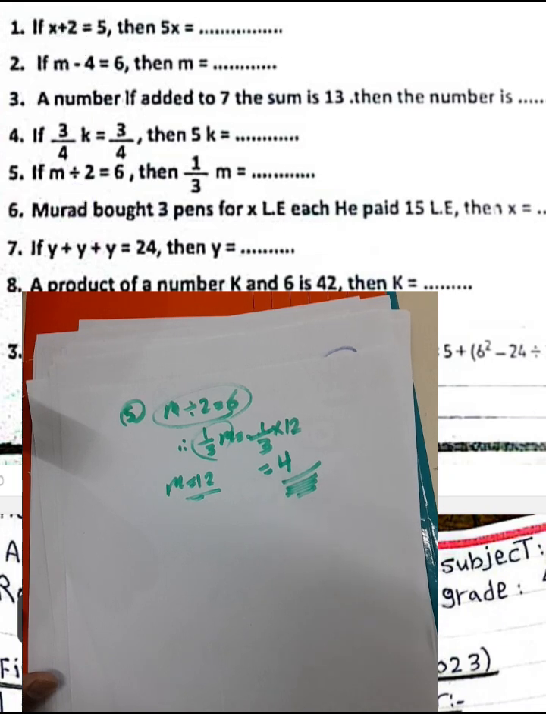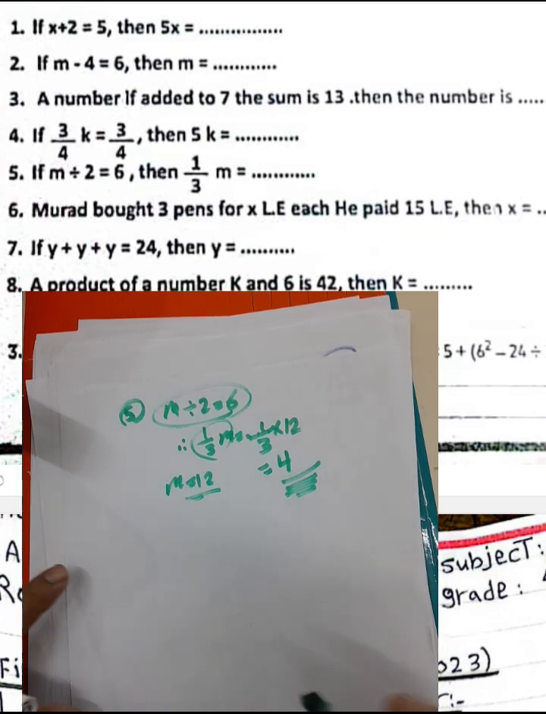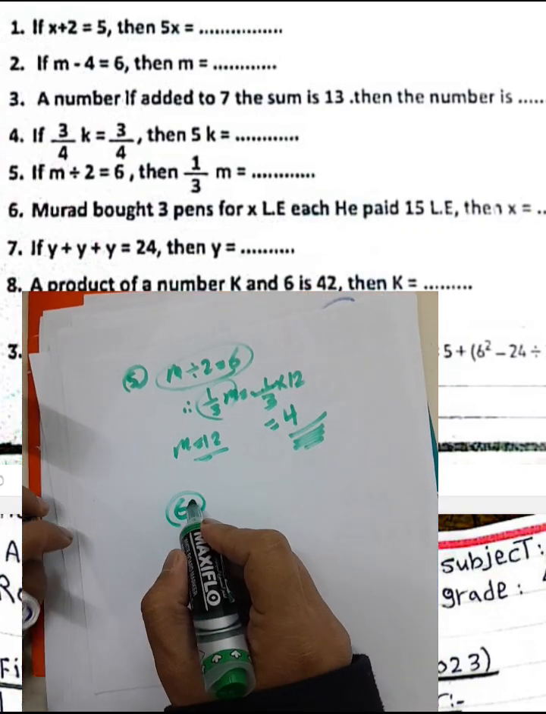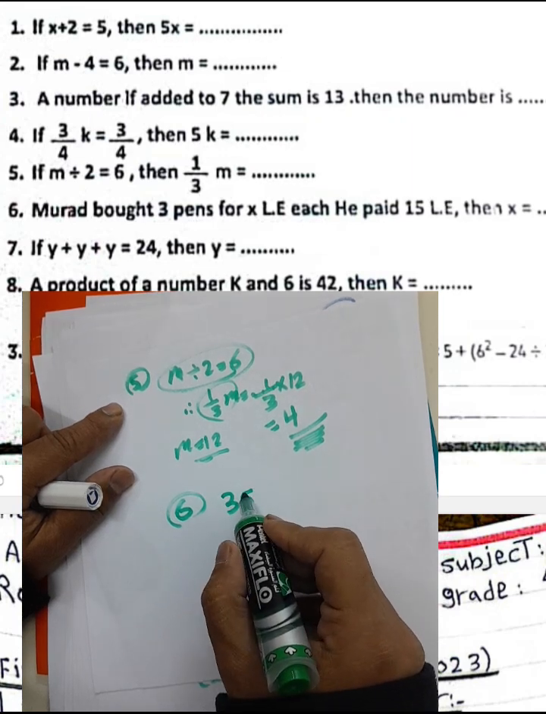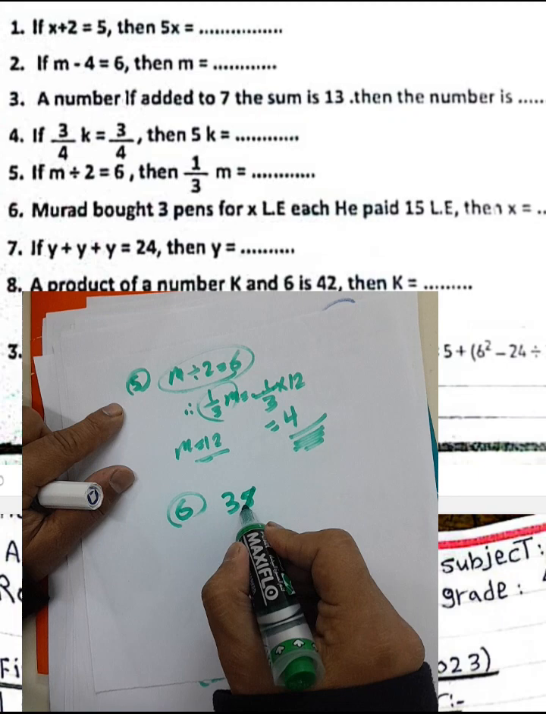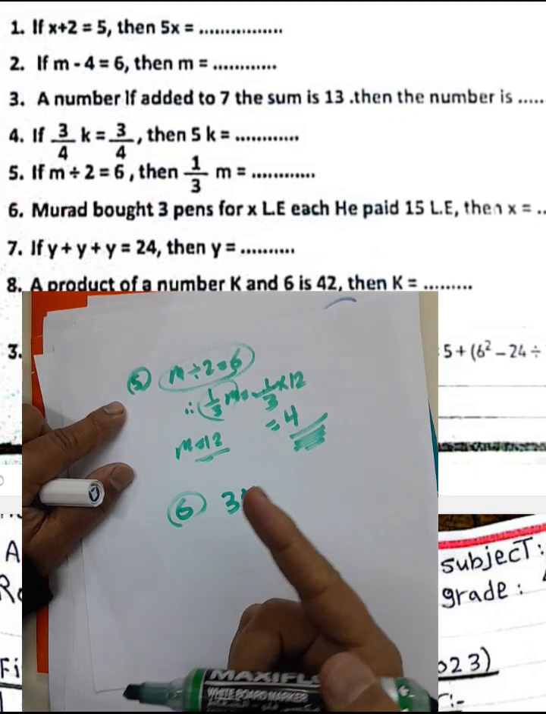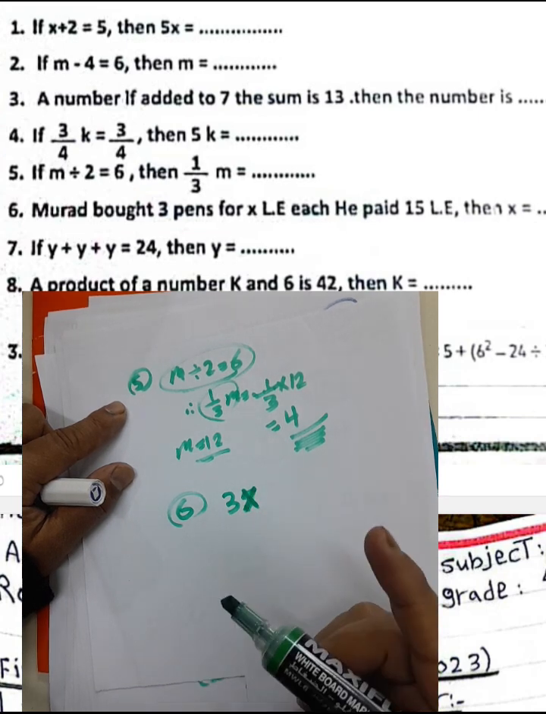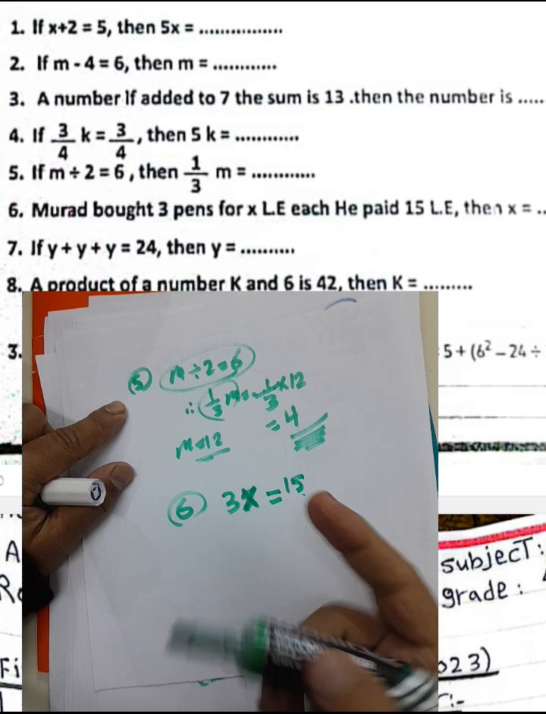Murad bought 3 pens for x Egyptian pounds. He paid 15 Egyptian pounds. Then x will be what? Okay, we have the total with him. It will be 3 times x. It's the total because Murad bought 3 pens for x Egyptian pounds each one. And the total will be 15. We want to find the price of each one.